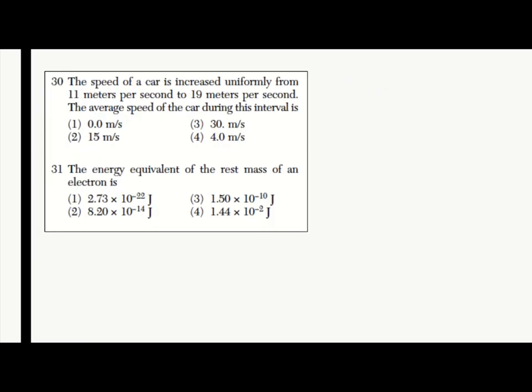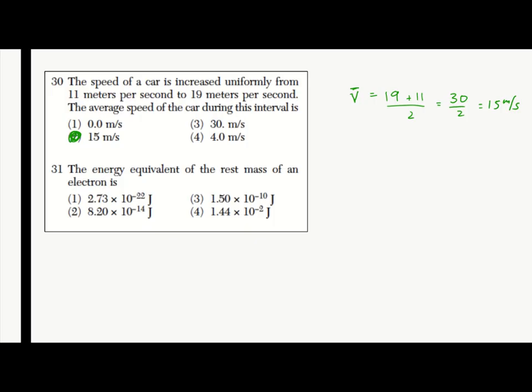The speed of a car is increased uniformly from 11 meters per second to 19 meters per second. The average speed of the car during this interval is blank. So here we have our two speeds, and if we're looking for an average speed, we're just going to add these two together and divide by 2. We get 30 divided by 2 equals 15 meters per second, and that's choice 2.